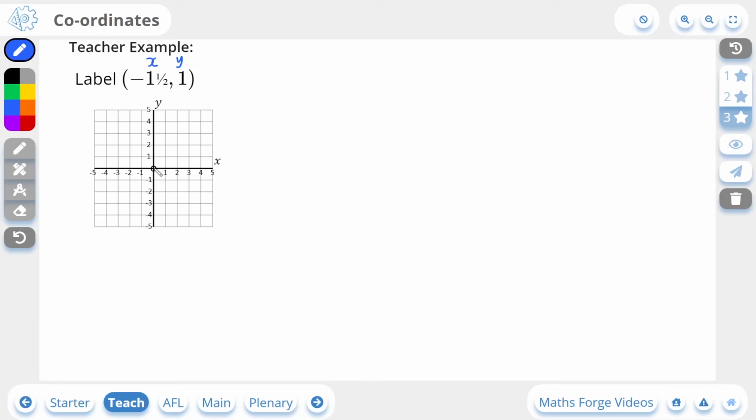So that's what this looks like, -1.5. So our half is going to be halfway between -1 and -2. And then we go 1 in the y direction, since the y coordinate is 1. So we should end up right here. And if we check our answer, there it is. And that's it for the lesson on coordinates.